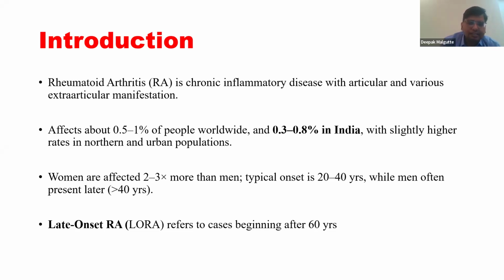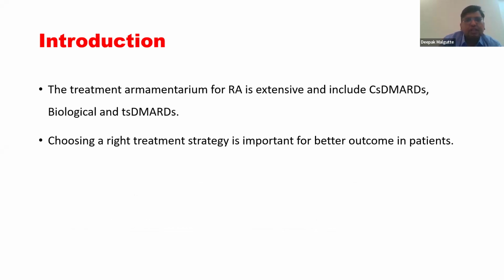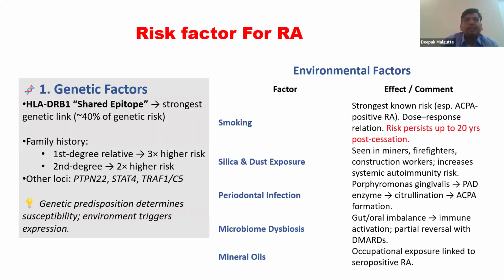Women are affected 2 to 3 times more than men, and age of onset is usually considered 20 to 40 years. Late onset RA is RA that begins after 60 years of age, which has slightly different clinical manifestations from young age onset rheumatoid arthritis, which I'll discuss later. The treatment armamentarium, as I explained, has vastly expanded, and thus choosing the right treatment leads to better outcomes in patients with rheumatoid arthritis.